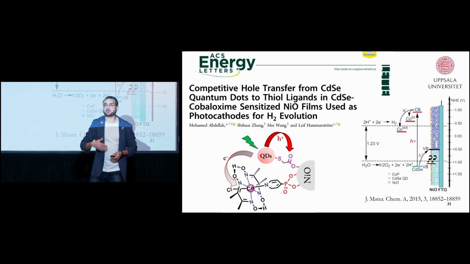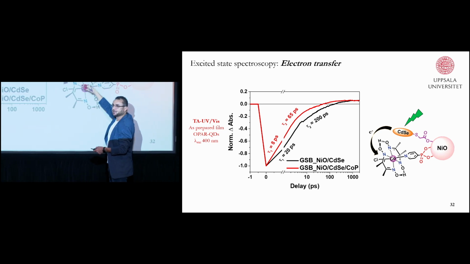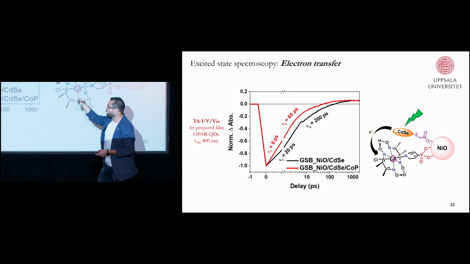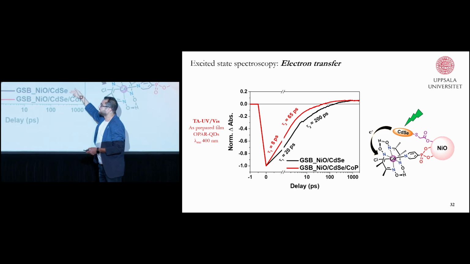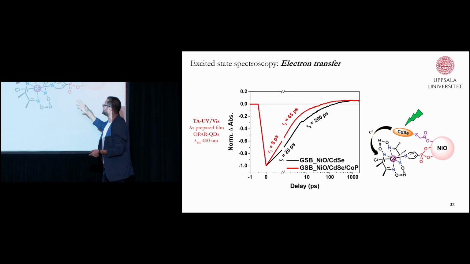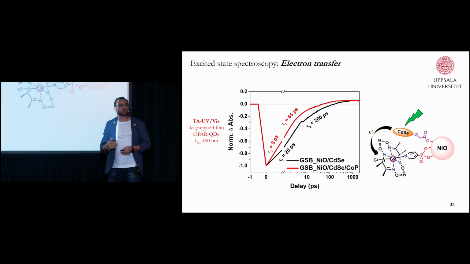It accepts holes. But we don't know why we have low efficiency. And by doing a lot of spectroscopy in the visible range, we confirmed the electron hopping by comparing the bleaching recovery when you have just the quantum dot on nickel oxide and the quantum dot on nickel oxide with the catalyst. This difference tells us there is electron hopping from the quantum dot to the cobaloxime. What about the holes?